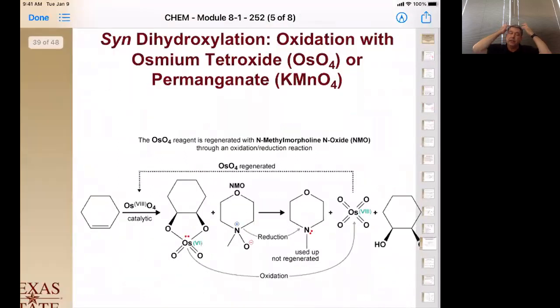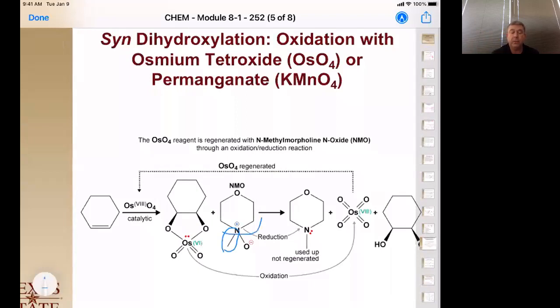Unfortunately, osmium tetroxide is really, really toxic. So what they figured out is they can do it catalytically. You use just a hint of osmium tetroxide, but after it's reduced off, you can reoxidize your osmium using an oxidizing agent called N-methylmorpholine N-oxide. If you look at this, you have a methyl group on our nitrogen.